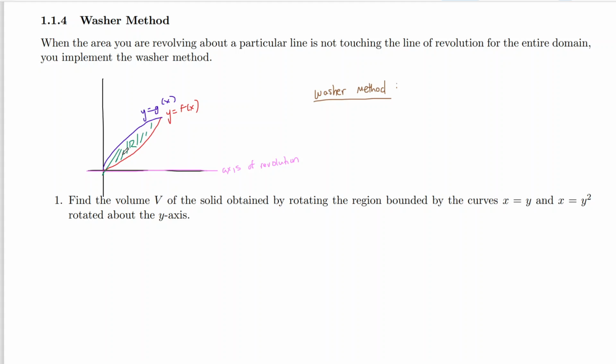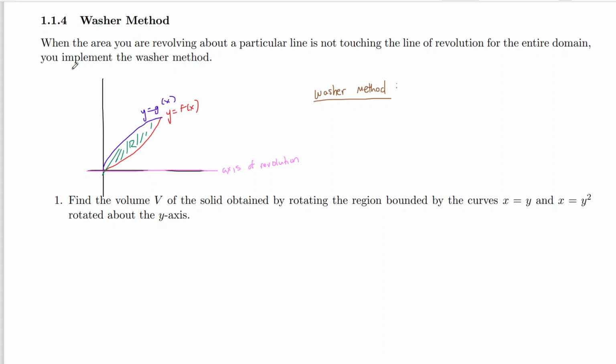Welcome back, everyone. In this video, I'll be continuing the section for the volumes of revolution. So in the last video, we looked at what a volume of revolution looks like. We derived a formula, which was really the direct formula for what was called the disk method. And the disk method was when the entirety of the region's domain that we're revolving was touching the axis of revolution.